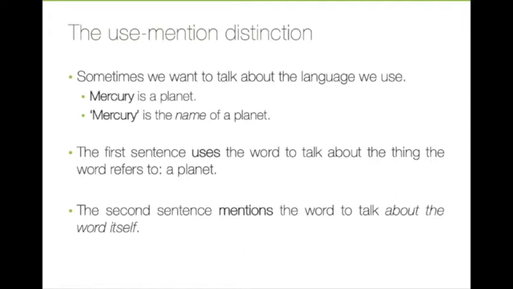So in general, sometimes we don't just want to use language to talk about the world, we want to talk about our language. So when we say Mercury is a planet, we describe the world. When we say 'Mercury,' in quotes, is the name of a planet, we describe the word. The first sentence uses the word Mercury to talk about the thing the word refers to. It's talking about the planet. The second sentence mentions the word Mercury in order to talk about the word Mercury itself. So this is the distinction between use and mention.